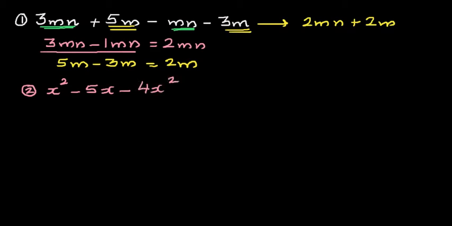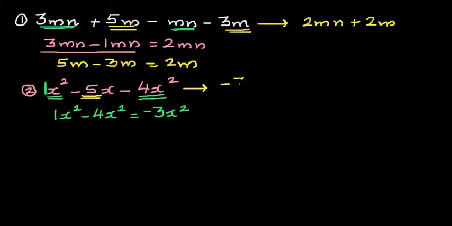So what are the like terms here? Well, this is plus 1x squared, take away 4x squared. So this becomes 1x squared, take away 4x squared. 1 take away 4 is negative 3, so this is negative 3x squared. And this is all alone. It has no terms which are like it, so this will remain as it is. So the final answer would be minus 3x squared minus 5x.